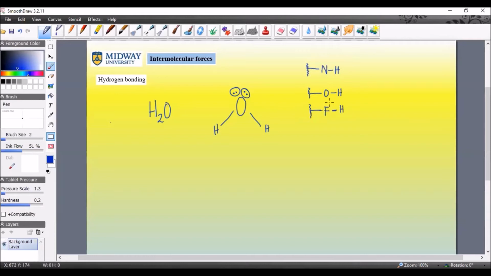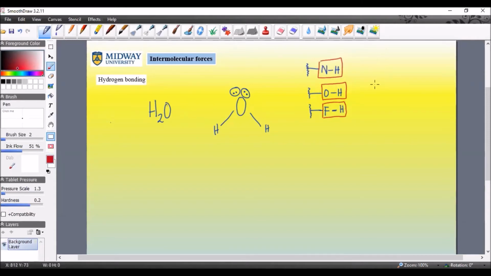Now keep in mind, just because a molecule contains nitrogen, oxygen, or hydrogen does not automatically make it a candidate for hydrogen bonding. The molecule must contain nitrogen and hydrogen, and the hydrogen must be directly attached to the nitrogen, like it's shown here. You see it? The hydrogen is directly attached to these three elements, and this is the only combination that can result in hydrogen bonding.